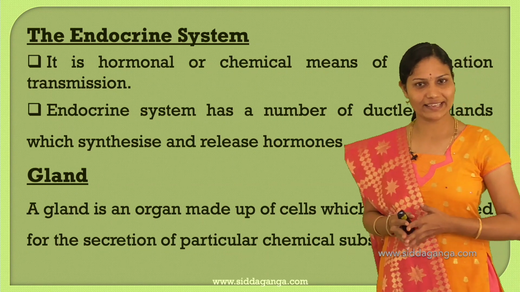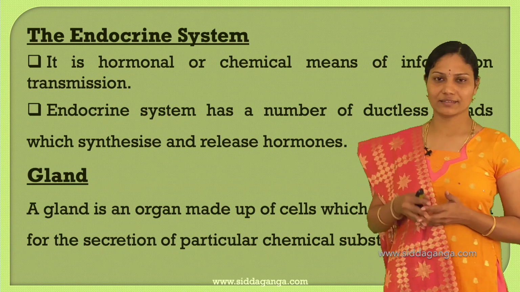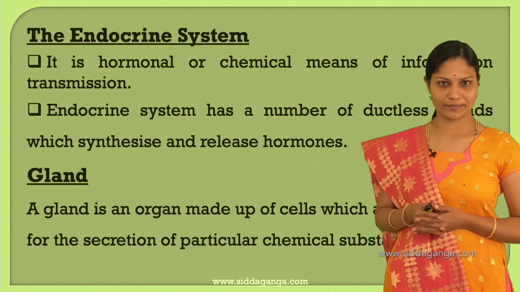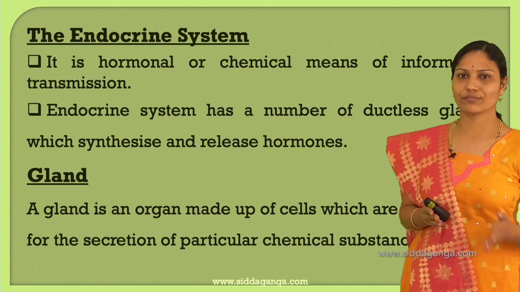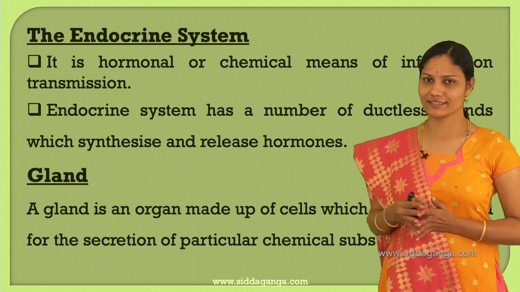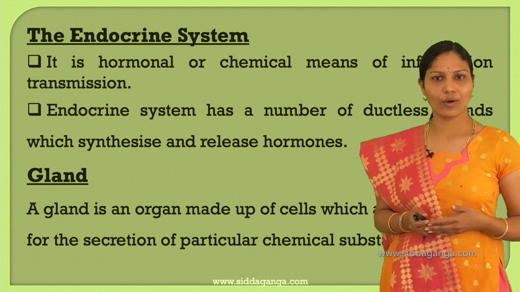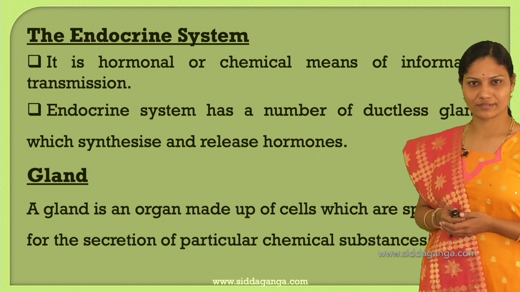We have discussed in detail the nervous system, which involves the signaling and transmission of nerve impulses. But the endocrine system does not involve nerve impulses. Instead, it involves chemical signaling. So, the endocrine system is the hormonal or chemical means of information transmission.